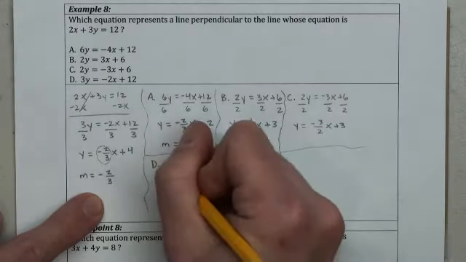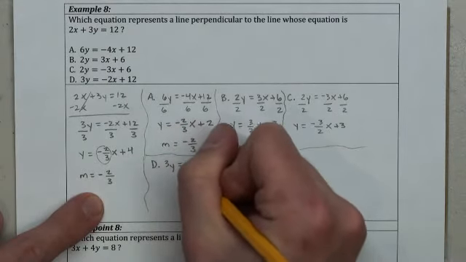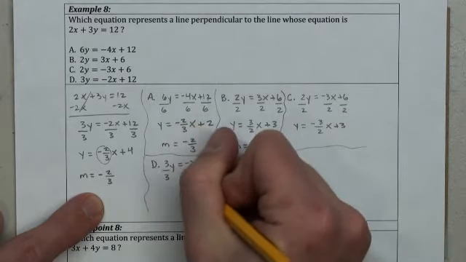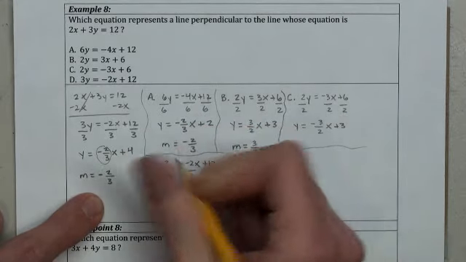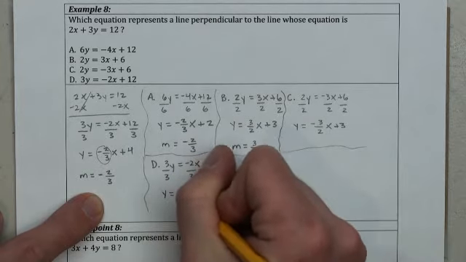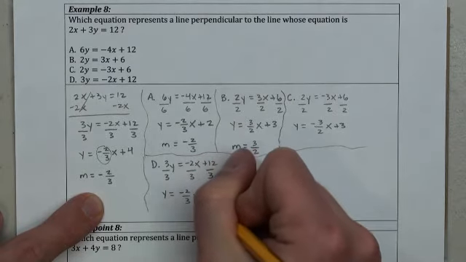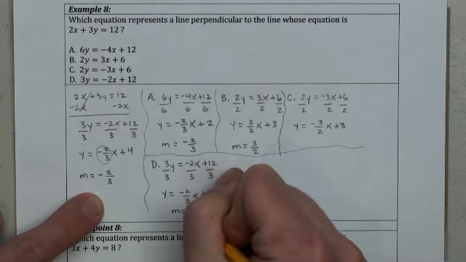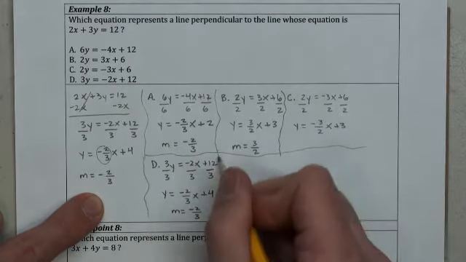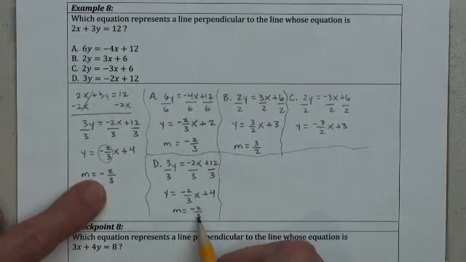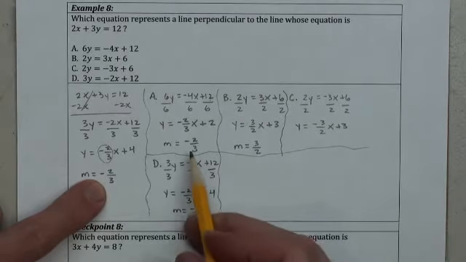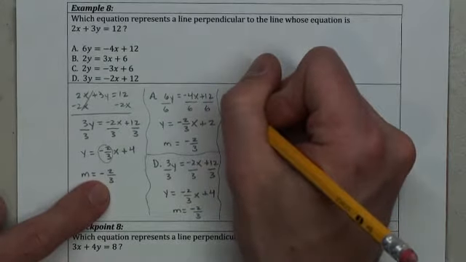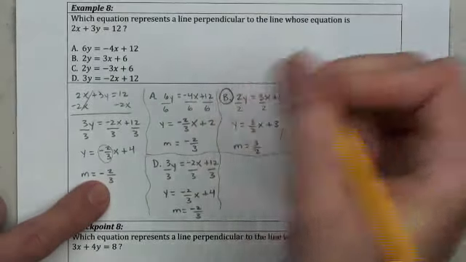Here's D. 3y equals negative 2x plus 12. I just divide everything by 3. Y equals negative 2/3 x plus 4. Here my m is negative 2/3. And it's the same again. Okay? But that's not what I'm looking for. So it looks right now as my choice is going to be B.